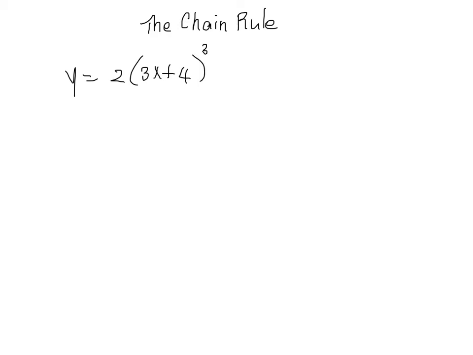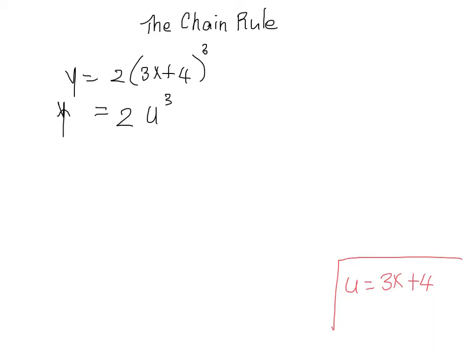And the reason for that is because we have a function here, 3x plus 4, within another function, and that whole bigger function is 2 times something to the third. So instead of calling something something, I'm going to call that something u. So off to the side, I'm going to take note that I'm going to call 3x plus 4 u. So now we have y is equal to 2u to the third. Now that looks like something that we know how to differentiate.